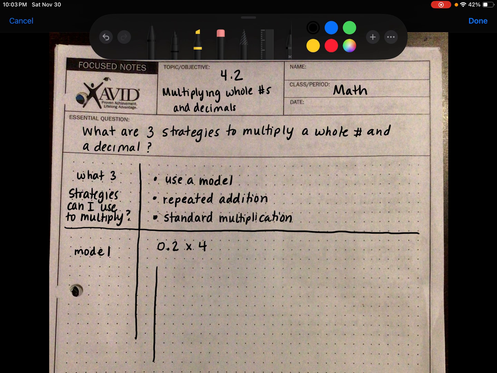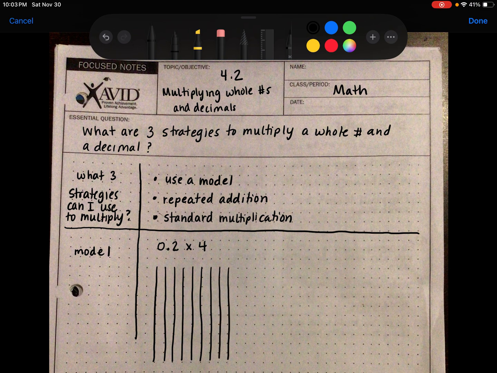I would draw tenths. So we have 1, 2, 3, 4, 5, 6, 7, 8, 9, 10. So here is my whole split into tenths.